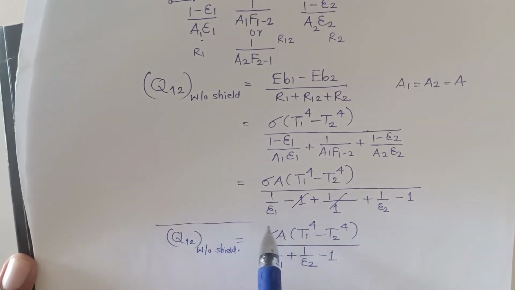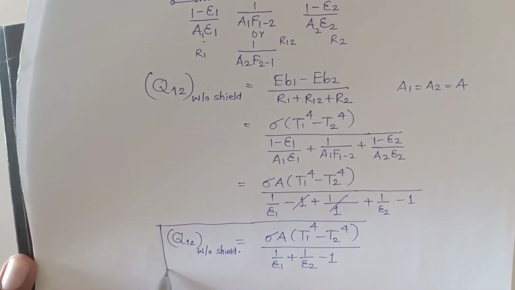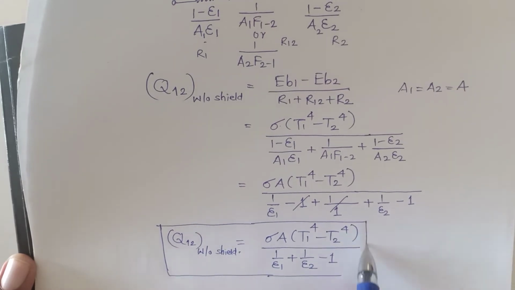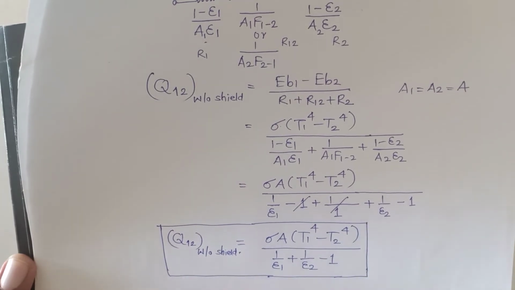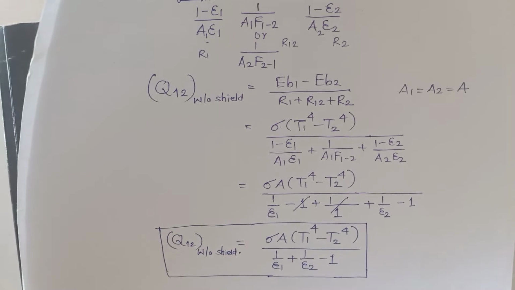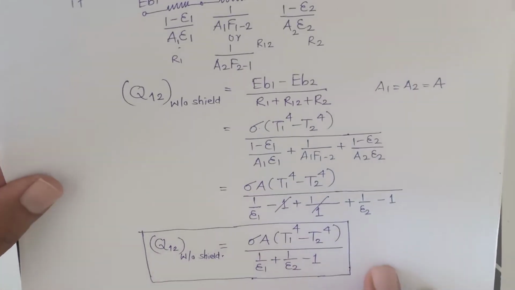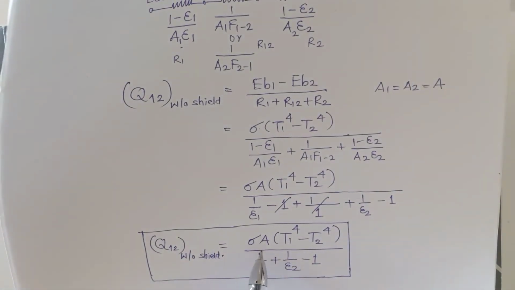Okay, so we will keep this in mind. Because this expression will constitute a fundamental expression which will be utilized in every step henceforth. It will be required in every step henceforth. So you see, it is simply sigma A multiplied by first temperature raised to 4 minus second temperature raised to 4 upon 1 upon emissivity of first surface plus 1 upon emissivity of the second surface minus 1.